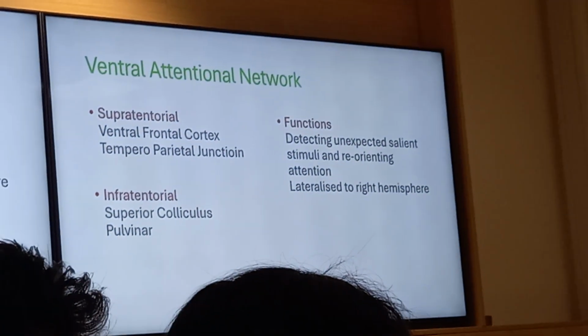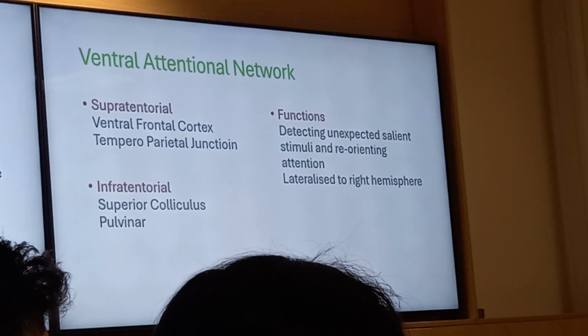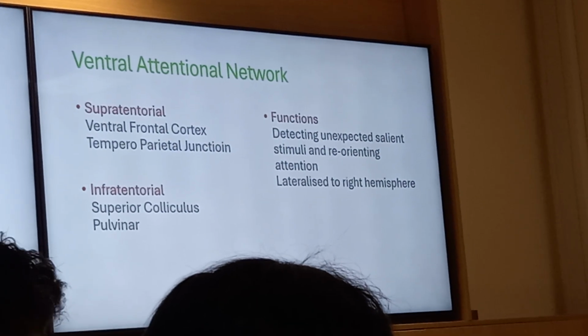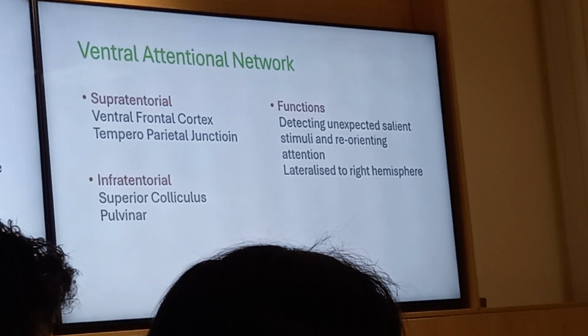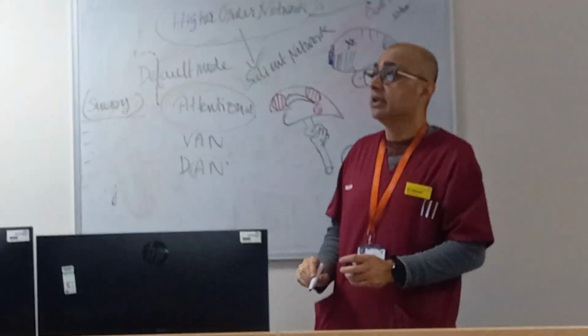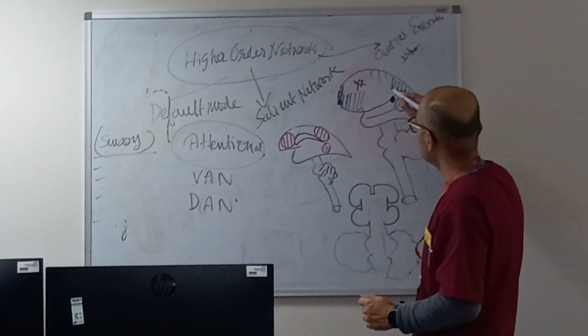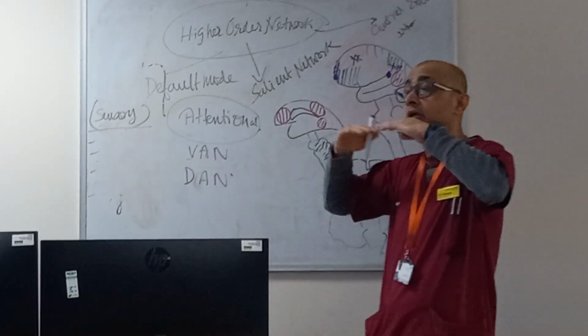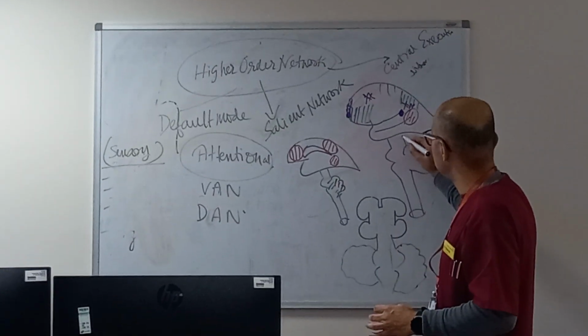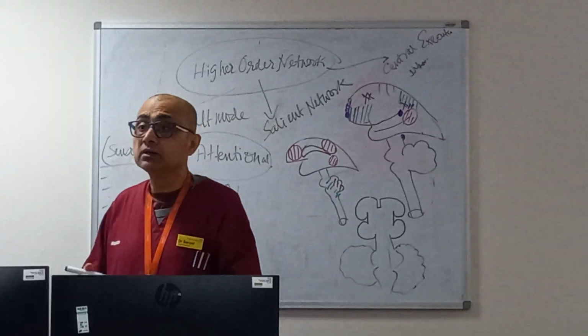Next slide. For ventral attention, on the other hand, when there is something sudden, a sudden sound or something, if somebody throws something at you, even if you are following something else, that will take precedence. So that's the ventral attention. Which part? For example, the ventral part of the frontal lobe and the temporoparietal junction, so around this area. These are the two important areas in the supracortical region, and then the midbrain, superior colliculus and pulvinar are involved here.